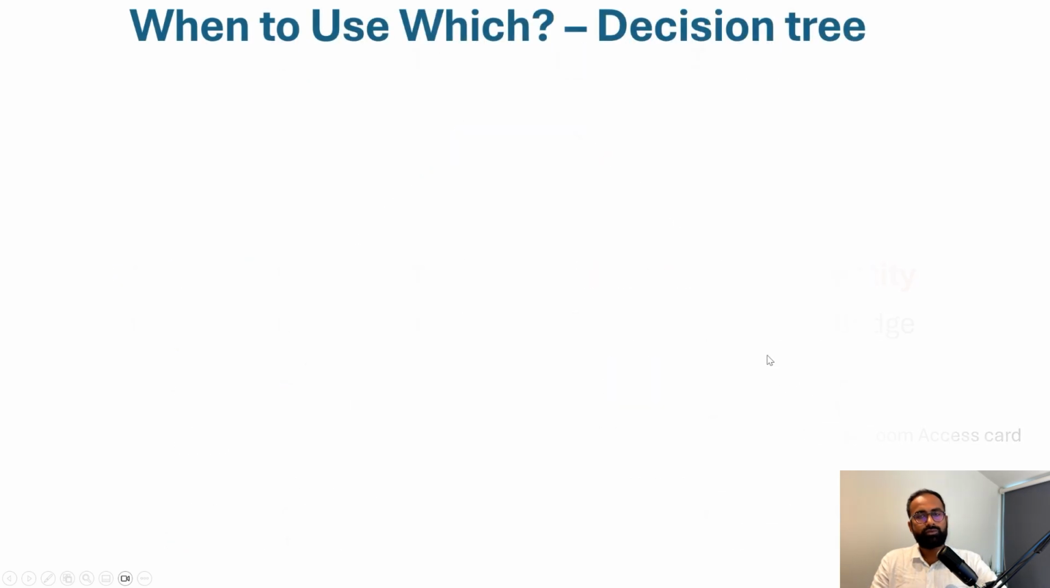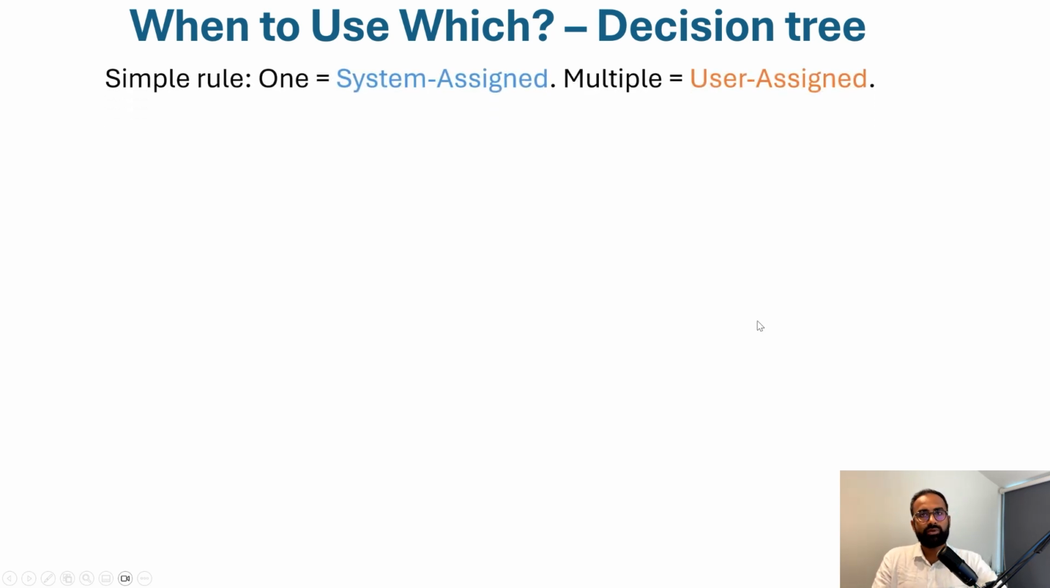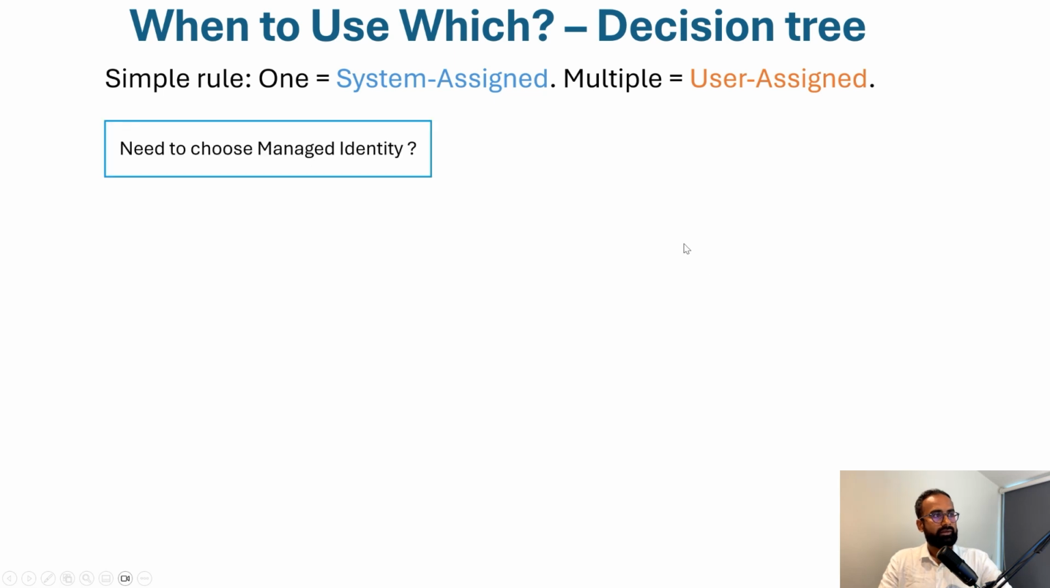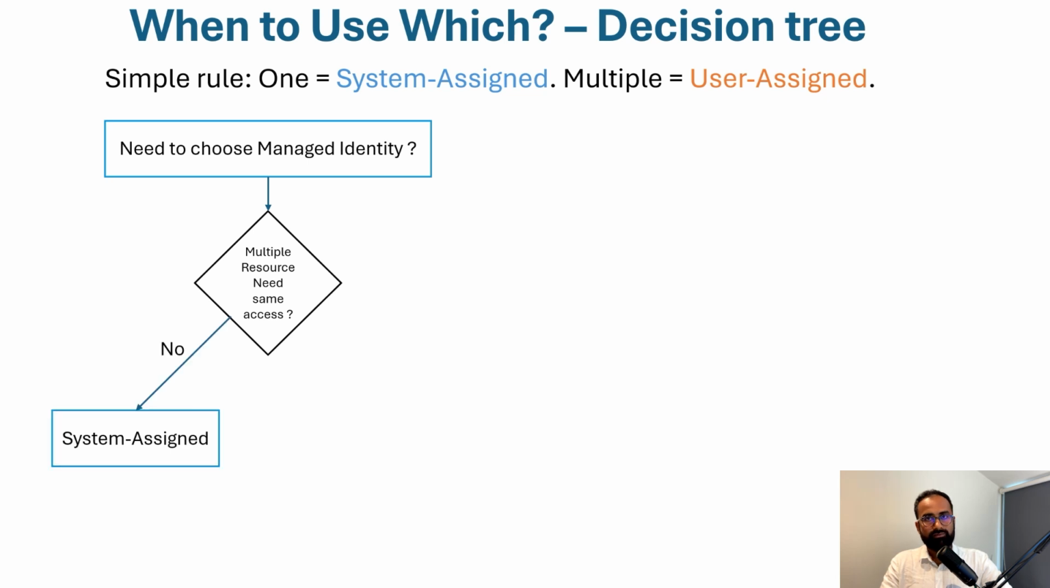Coming to when to use which, let's try to understand with a decision tree. We have one simple rule. If you have one resource that needs access, then you always go with system assigned. When there are multiple resources that need the same access, we go with user assigned identity. So when you need to choose a managed identity, ask whether multiple resources need the same access. If no, then you go with the system assigned managed identity. It means one resource, one identity.